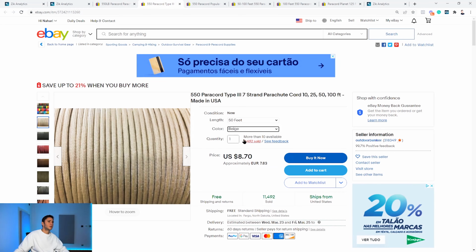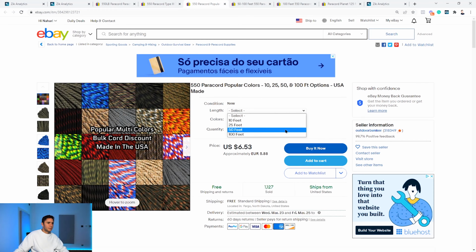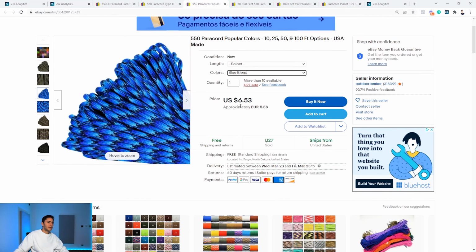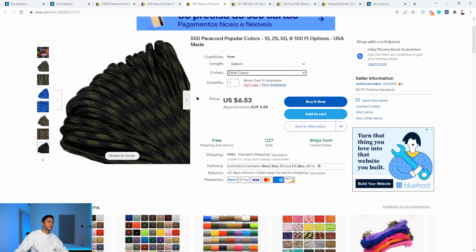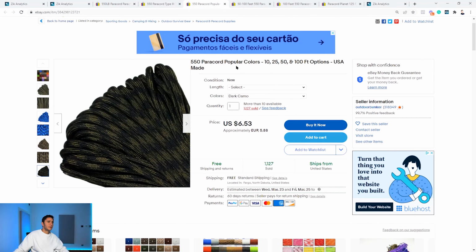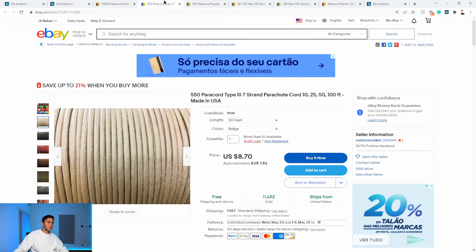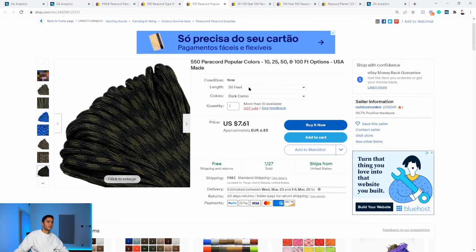So this guy is selling more expensive but still dominating, right? Then another listing here. Again, 10 to 100 feet, a lot of different colors. Here he just sells different colors. So here he sells all the multicolors, okay? And we can see that it costs almost the same, even less than the other one.